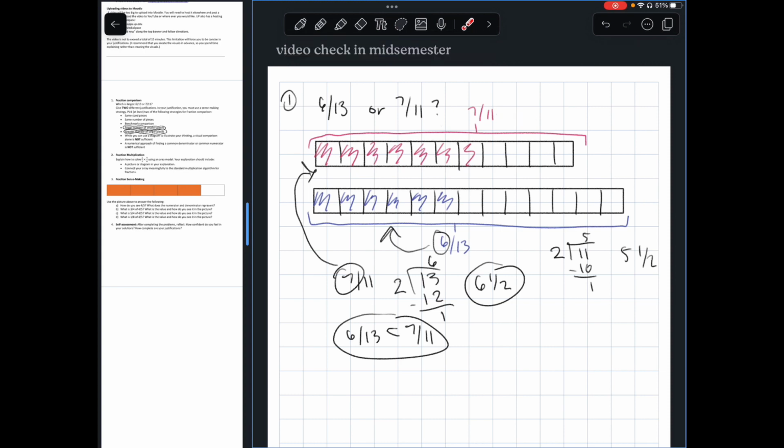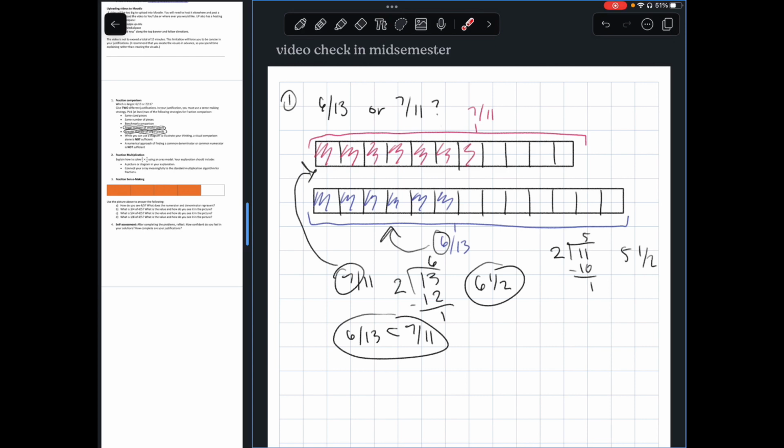And what I want to show, so this means that there's a greater number of larger pieces compared to the smaller number of smaller pieces, the fewer number of smaller pieces.